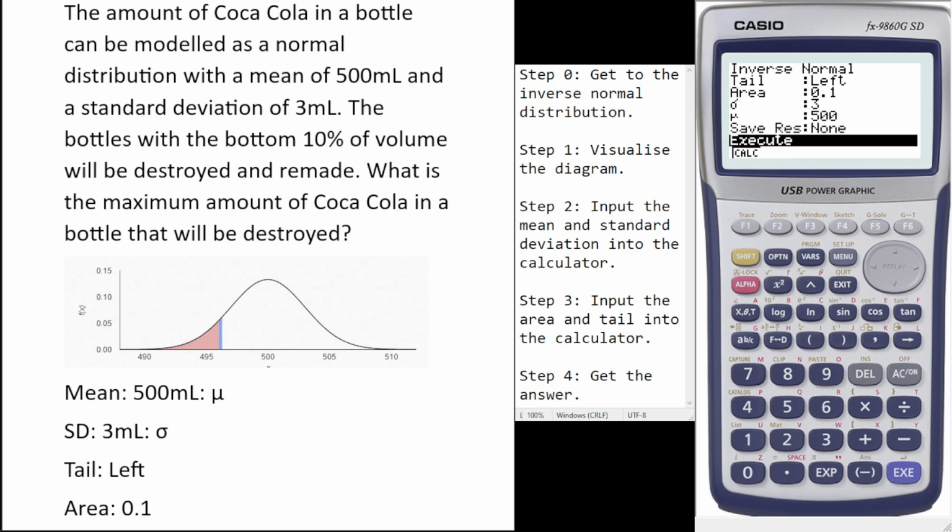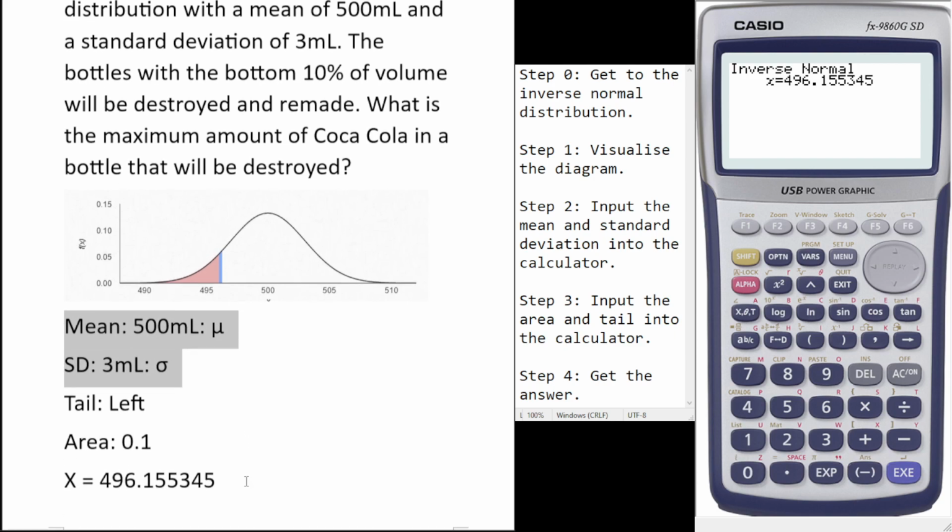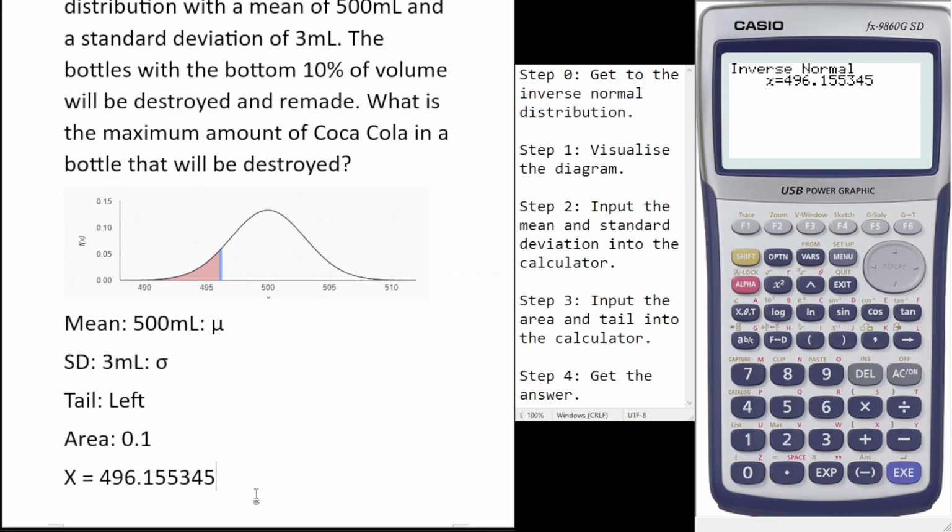All we need to do is simply click execute. And that gives us the X value, which is the bound of 496.155345 ml. And that is the answer that we're after. So in context, it would be something like: the maximum amount of Coca-Cola in a bottle that will be destroyed is 496.155345 ml.